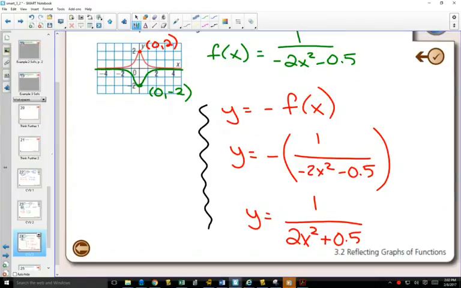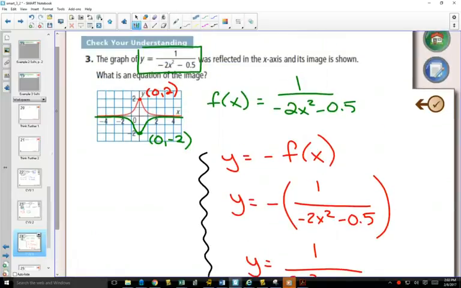Now, I just want to do some imagining of what happens to the equation if they told us the other reflection. So again, using the function notation, if my green graph is f of x, what would happen if I thought about f of negative x? If I took my green graph and reflected it over the y-axis, can you see that it would have stayed the same.